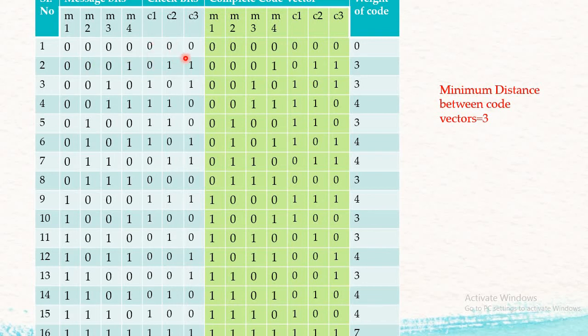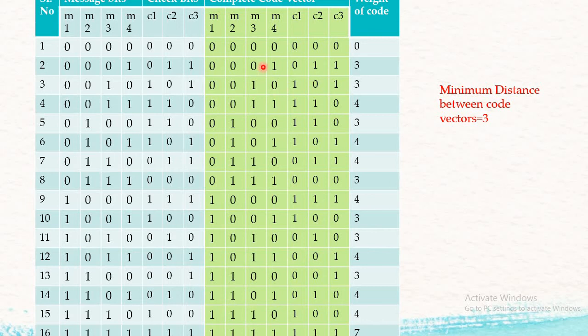So these are my check bits and this complete thing is called a code vector. The size of the code vector in this case is 7. Out of that 7, the first 4 bits indicate the message and the next 3 are the check bits, and the complete thing forms a code vector. Once this part is done, we go for finding the code weight, which is the weight of a code vector.